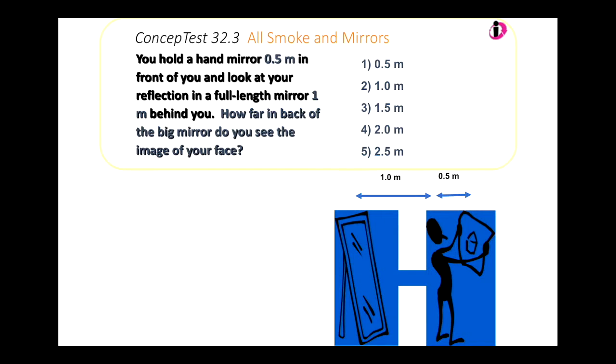Let's see. You hold a hand mirror 1/2 meter in front of you and look at your reflection in a full-length mirror 1 meter behind you. I'm confused already. How far in back of the big mirror do you see the image of your face?